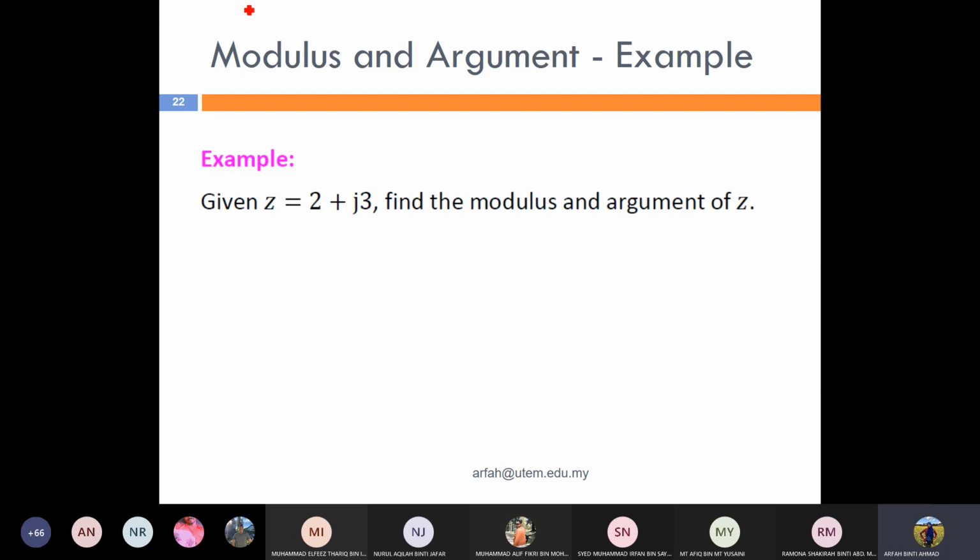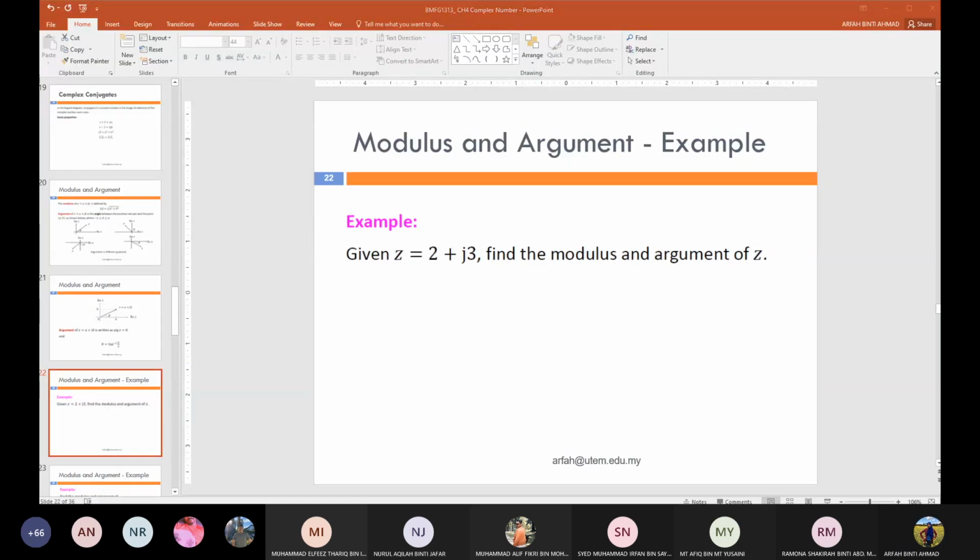Okey, dapat jawapan? Let's see what's the answer. You have 3.61. Cantik. Modulus root 13, yes, betul. Argument, siapa dapat argument? Simbol j tu abaikan. Tekan kalkulator. Abaikan. Argument 56.31. Salah.